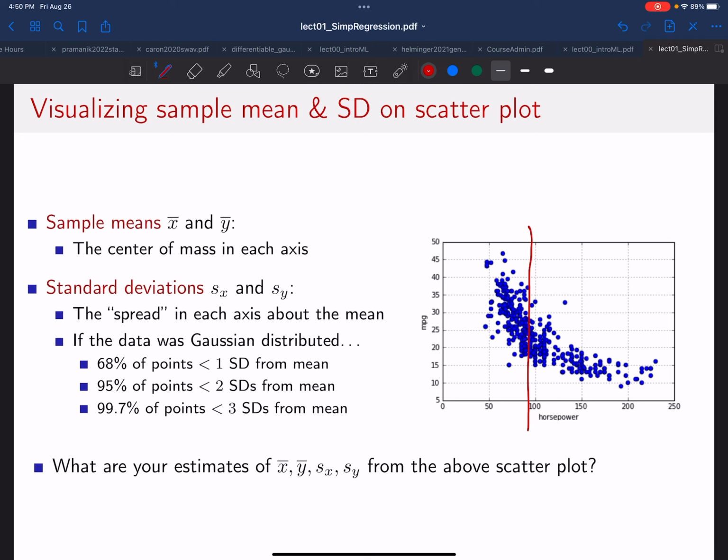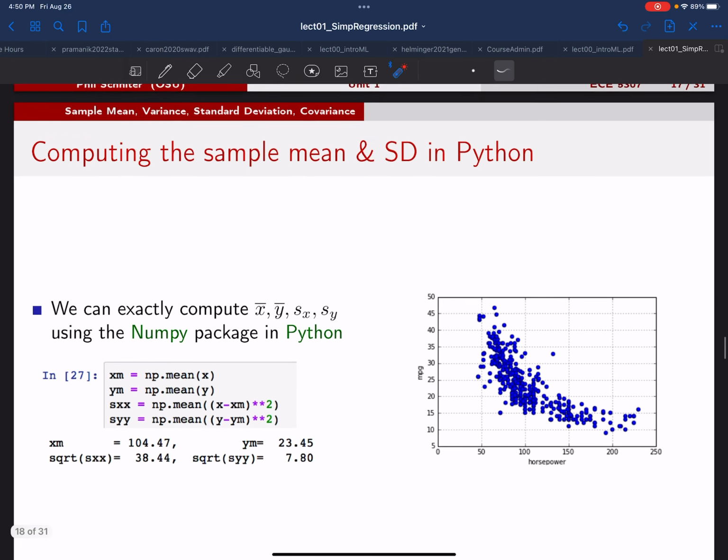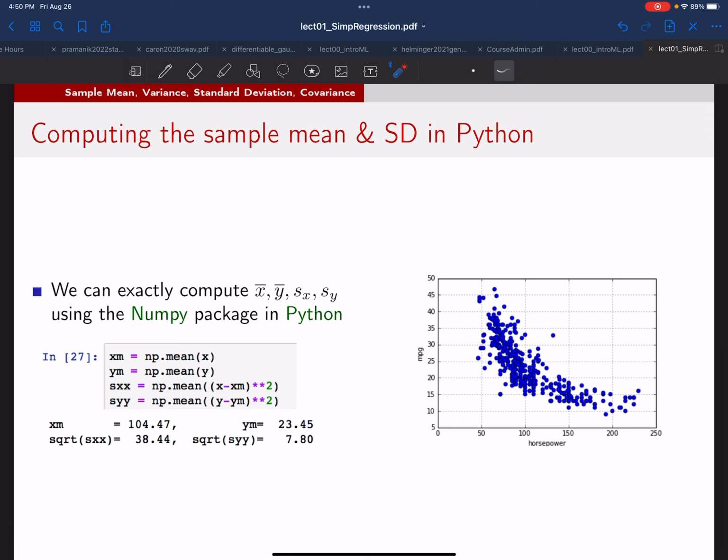And just for reference, if we had a Gaussian distribution, one of these bell-shaped distributions, then it turns out that 68% of the points are within 1 standard deviation, 95% within 2, 99.7% within 3 standard deviations. So it gives you an idea of how much of the mass is collected within that many standard deviations.